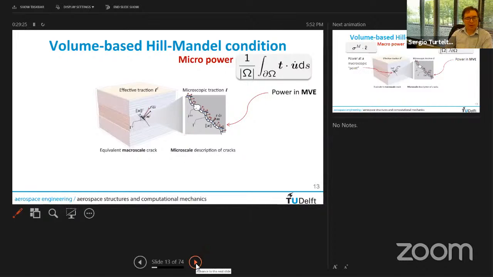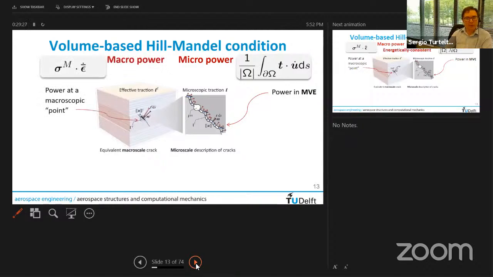The condition for the connection with the macro scale is that I now look at this as a given point. It's a macroscopic point. And as such, as we do in continuum mechanics, there would be a stress tensor associated to this point, and there would be a strain rate. And those are the quantities indicated here on top. So sigma m is the macroscopic stress, and this epsilon bar dot is the macroscopic strain rate.